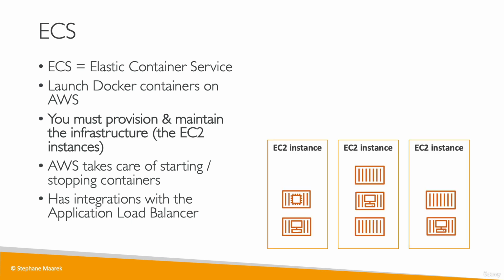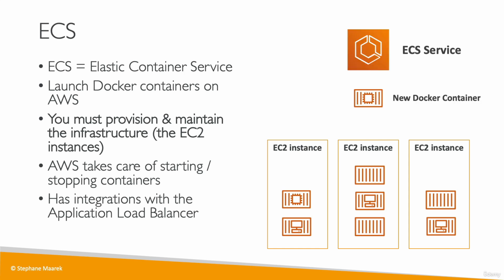So as a diagram, we would have multiple EC2 instances, and we would need to create these EC2 instances in advance, and they will be running different containers by the ECS service. Now the ECS service, anytime it has a new Docker container, it will be smart enough to find on which EC2 instance to place that Docker container. So anytime in the exam you see, I want to run Docker containers on AWS, think of ECS.